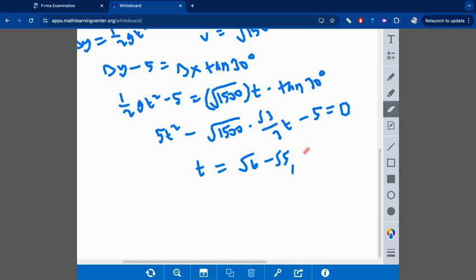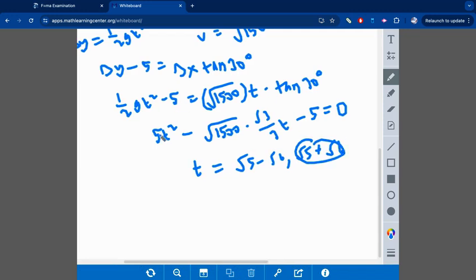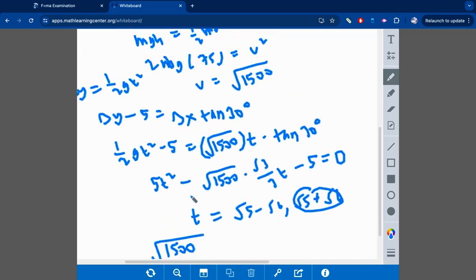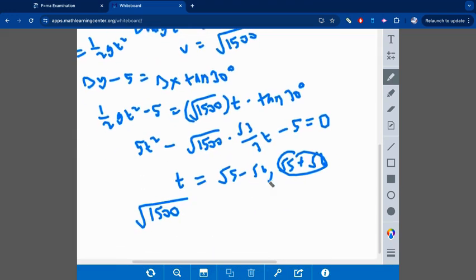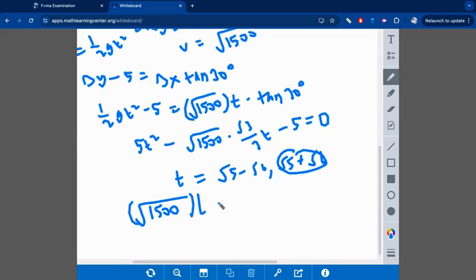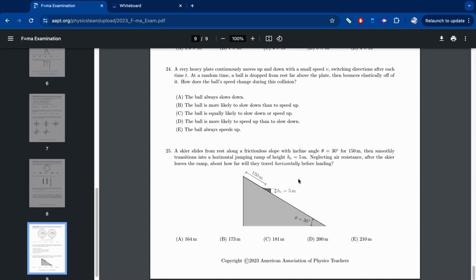If we use the quadratic formula, we'll get that t equals root 5 minus root 6, and root 5 plus root 6. We want a positive solution for time, so it's root 5 plus root 6. And so our answer is just going to be root 1500, which is our initial x velocity, times time, which is root 5 plus root 6. And we get about 180 meters, which is C.